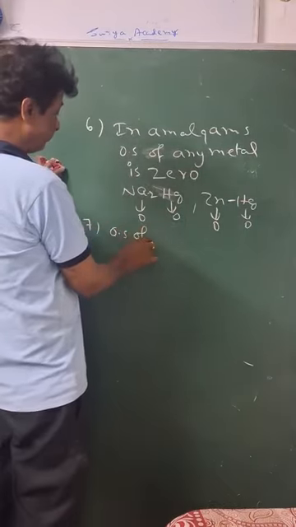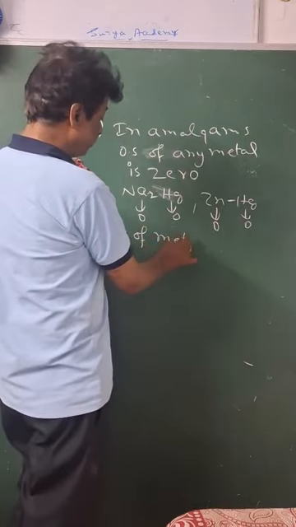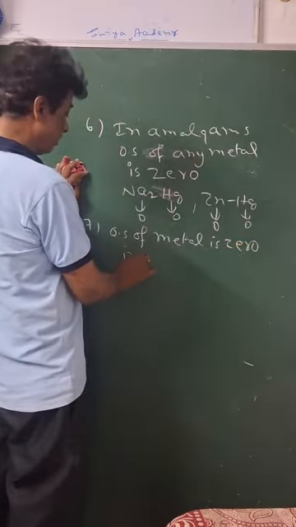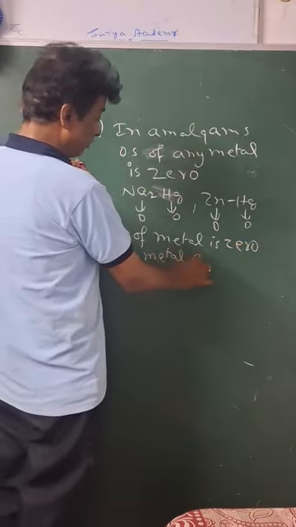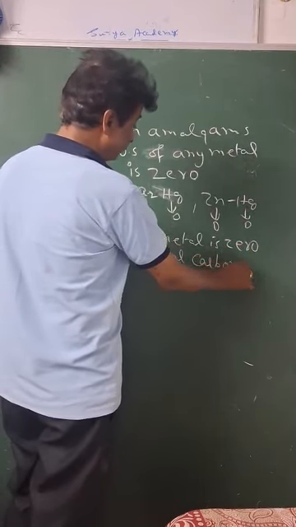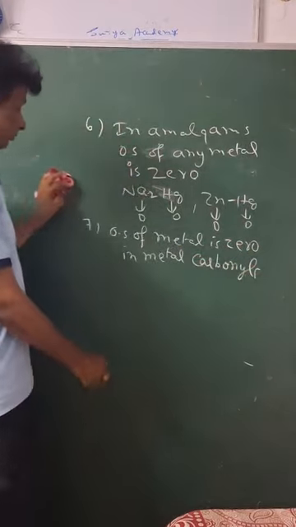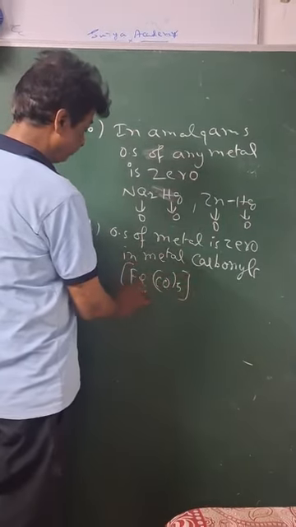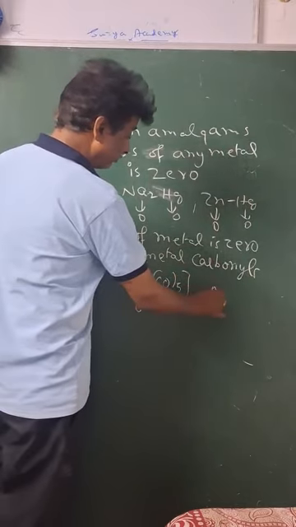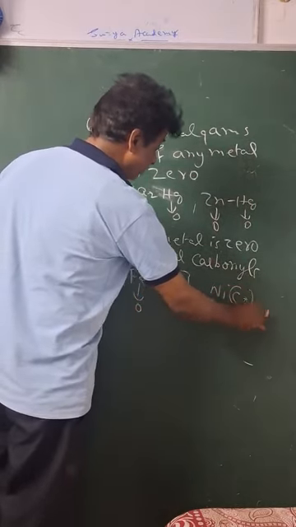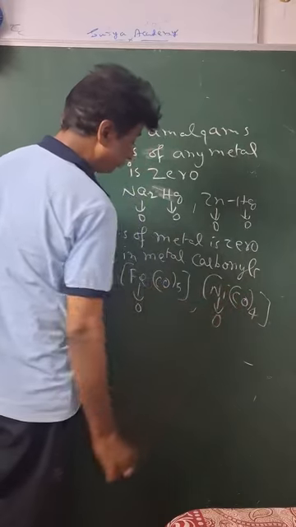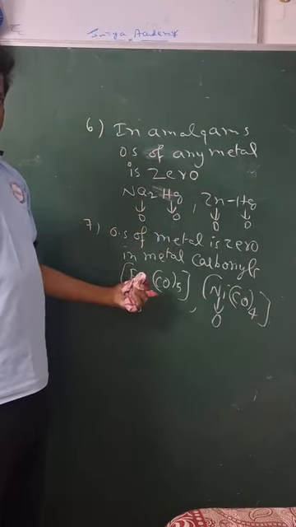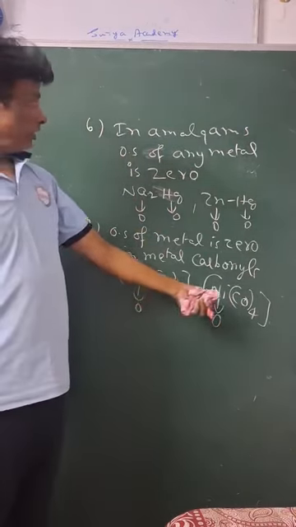The oxidation state of metal is 0. In metal carbonyls, for example, Fe(CO)5, a metal carbonyl, it is 0. Ni(CO)4, it is 0. In metal carbonyls, the oxidation number of iron is 0, nickel is 0.